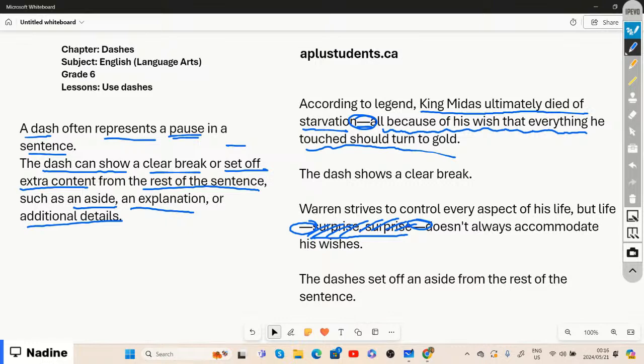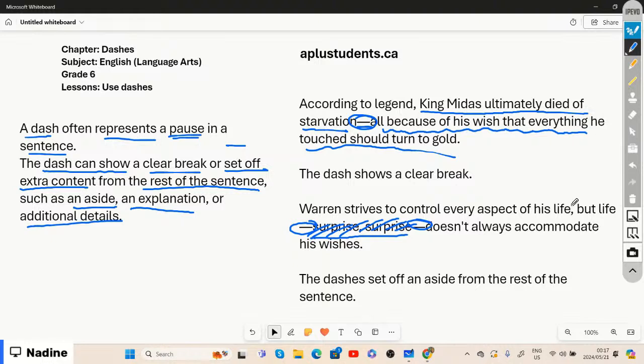So we say, "Warren strives to control every aspect of his life, but life, surprise, surprise, doesn't always accommodate his wishes." So the first words, which is "surprise, surprise," the dash sets off and aside from the rest of the sentence. Then the words thereafter, it says "doesn't always accommodate his wishes," meaning that he strives to control every aspect of his life.